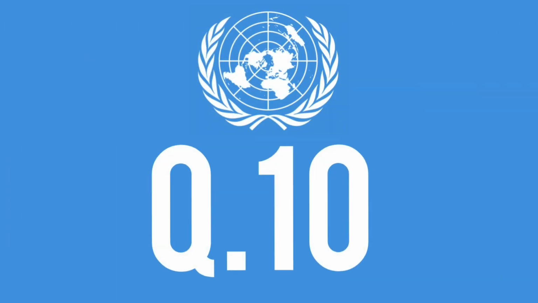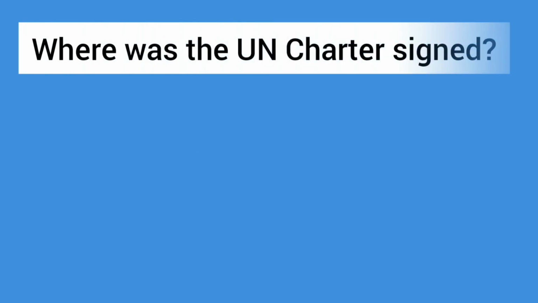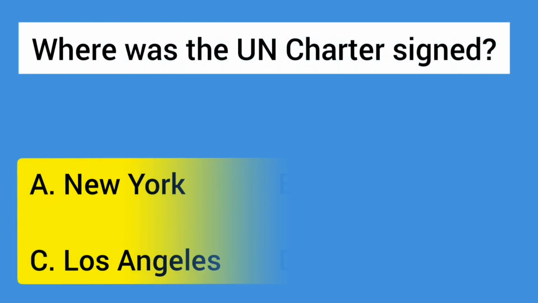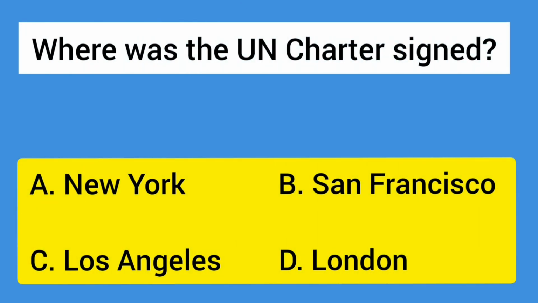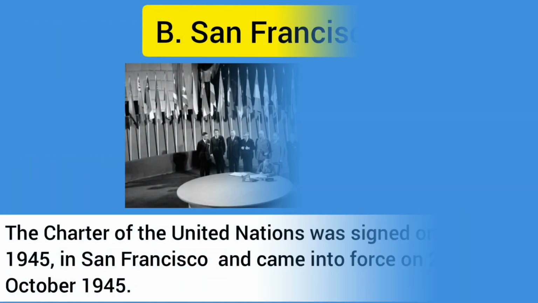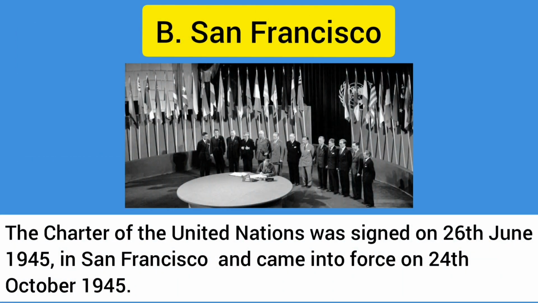Question 10. Where was the UN Charter signed? A. New York. B. San Francisco. C. Los Angeles. D. London. The answer is B. San Francisco. The Charter of the United Nations was signed on 26th June 1945 and came into force on 24th October 1945.